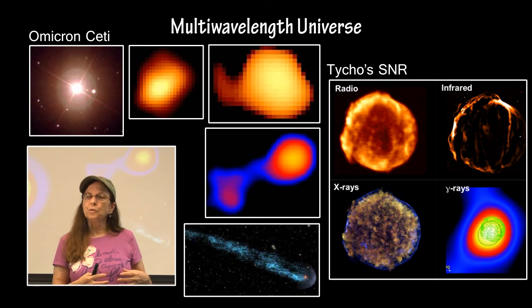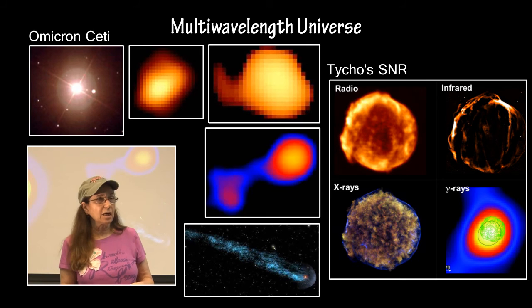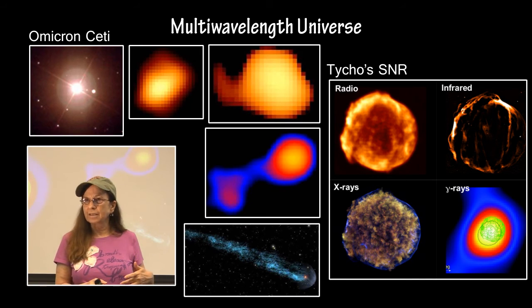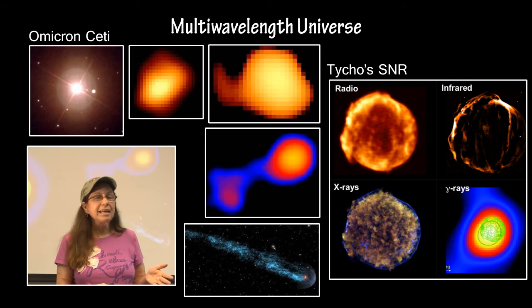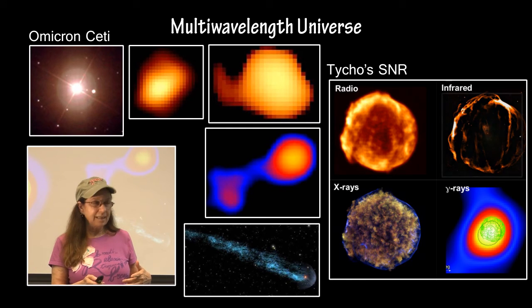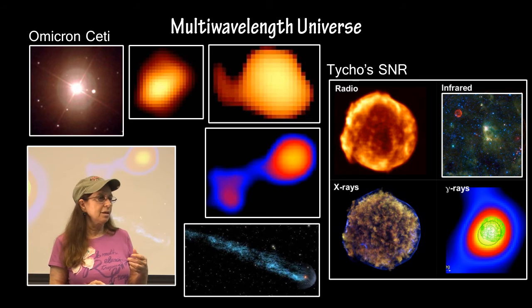Remember that you need to understand objects at all wavelengths because they look very, very different sometimes. If you look at some of the examples here from Tycho's supernova remnant, you see what it looks like in radio and infrared, in X-ray and in gamma ray. This is another infrared one, this from the WISE mission.